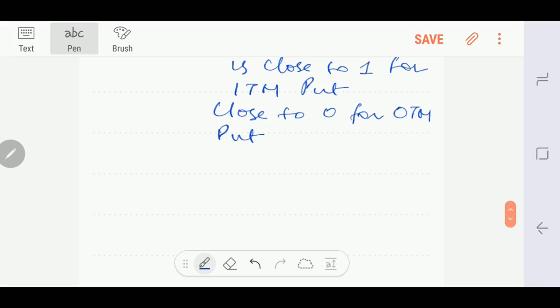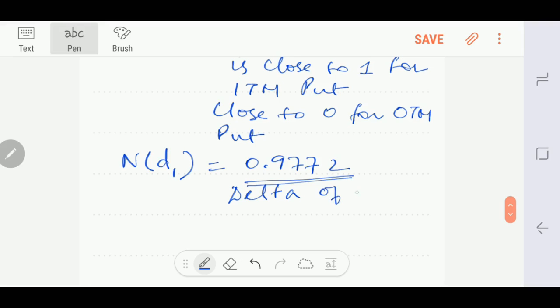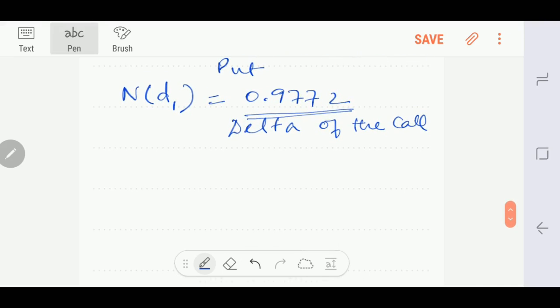In the question that we solved, when we found the call price to be equal to $10.74, we did that in the previous video. We had computed the N of D1 there, and if I recall correctly, the N of D1 was equal to 0.9772. What this means is this is the delta of the call. What this means is that if the stock price goes up by 1 unit, the option price is also going to go up by 0.9772 units.